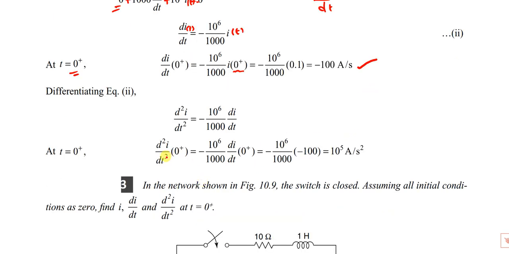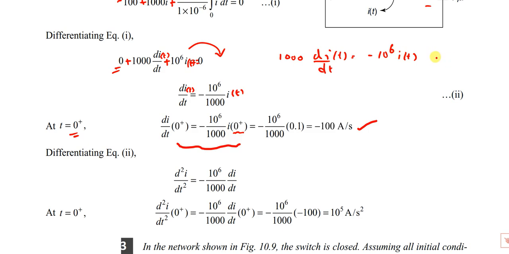One more we have to find out, d²i by dt square. To find d²i by dt square, differentiate this equation once again. 1000 is a constant, you can differentiate this also. d²i by dt square is equal to, this full thing is constant, 10 power 6 by 1000 is a constant, and I of 0 plus, if I differentiate, you'll get t here also, and substitute at t is equal to 0 plus: d²i by dt square at t is equal to 0 plus is 10 power 6 by 1000.